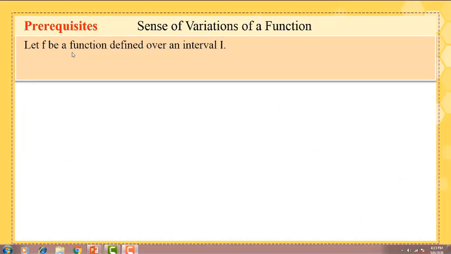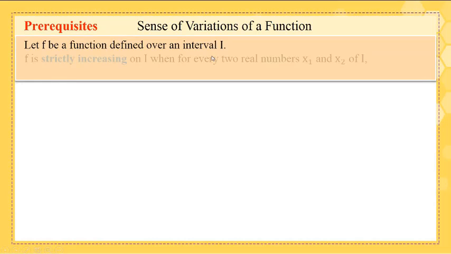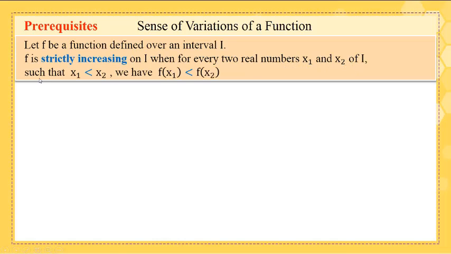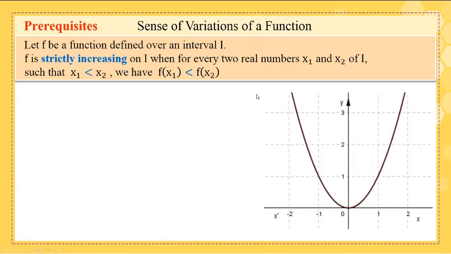Definition 2. Let f be a function defined over an interval I. F is strictly increasing on I when for every 2 real numbers x1 and x2 of I, such that x1 less than x2, we have f of x1 less than f of x2. This graph shows that on 0 plus infinity, the function is strictly increasing.